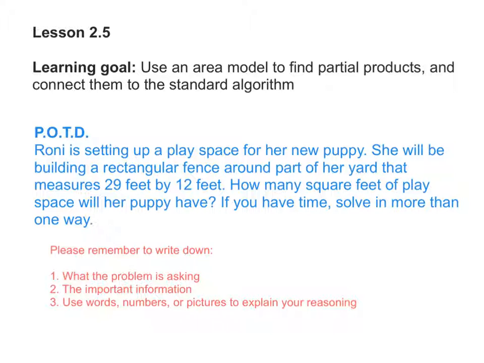Use an area model. Have we learned about area models before? Yeah. And today we're going to use an area model to find partial products. Partial products is exactly what it sounds like. Partial means part of something. And what's a product? The answer to a multiplication problem. Yeah, so we're going to use an area model to find partial parts of the product, and then we're going to figure out how all that relates to the standard algorithm that you learned in 4th grade. Okay?